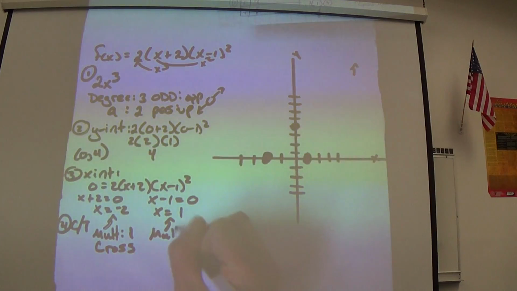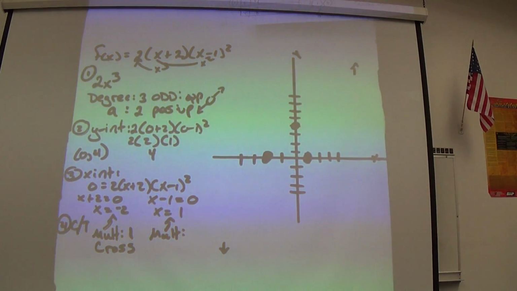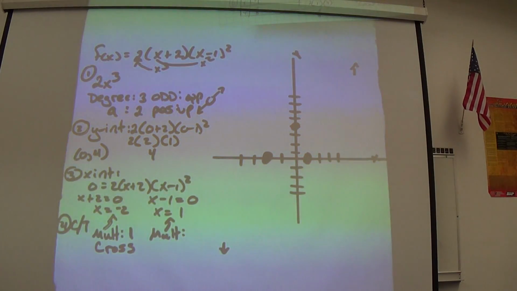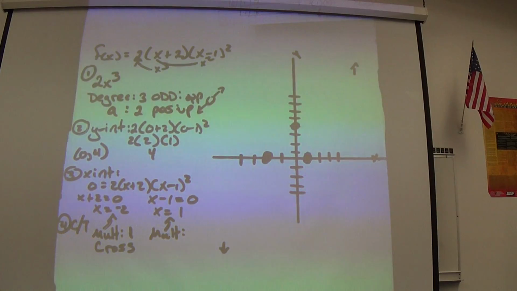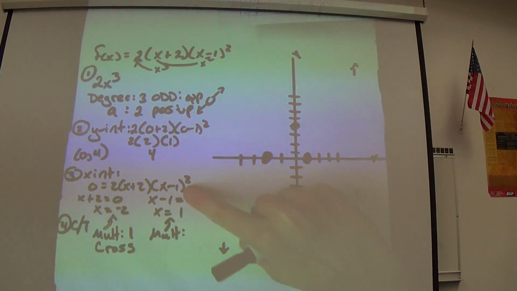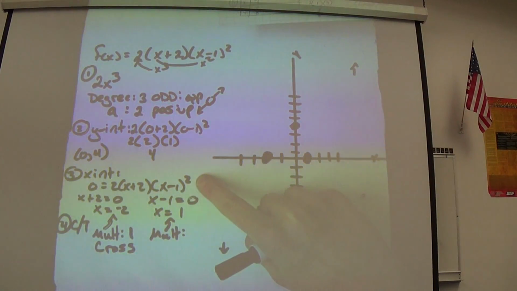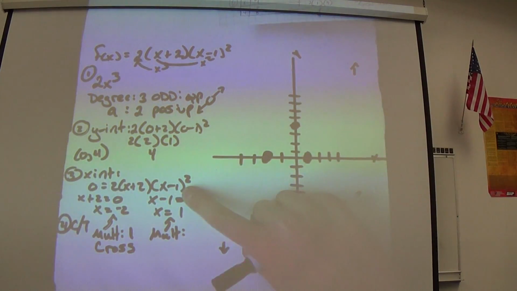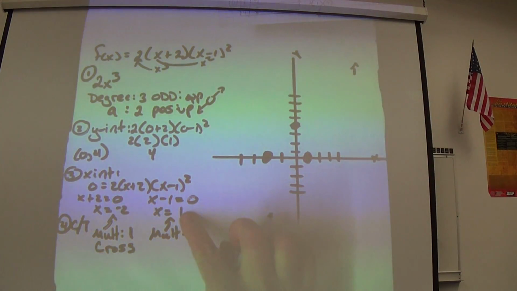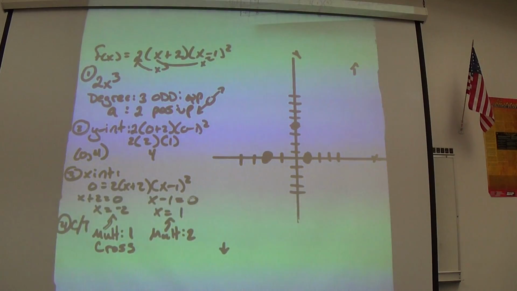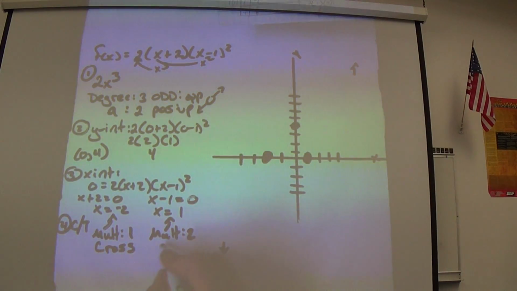Again, if I'm looking at the 1, technically, how many times would you have gotten 1? Here, 2. Why 2? Because I have 2 parentheses with them, right? I have this exponent here telling me I got that twice. So my multiplicity on the 1 is twice. I have that number twice. 2 is an even number, so we are just going to touch at 1.